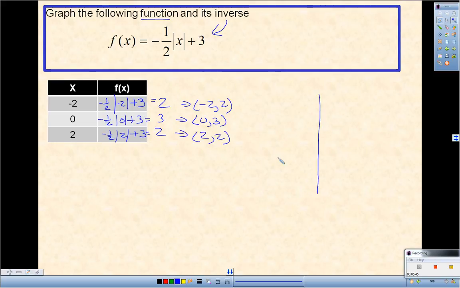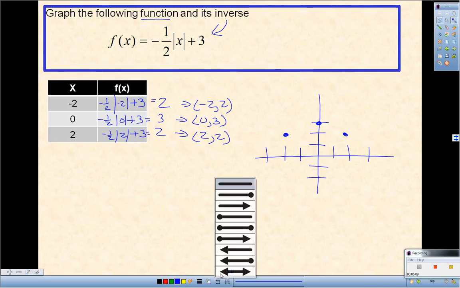Now, if I were to graph this function, all right, then my first point would be negative 2, 2. The next point would be 0, 3. And the next point would be 2, 2.